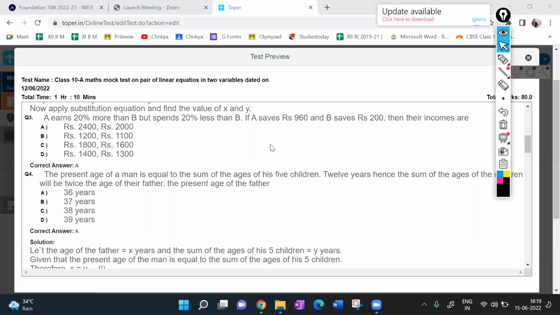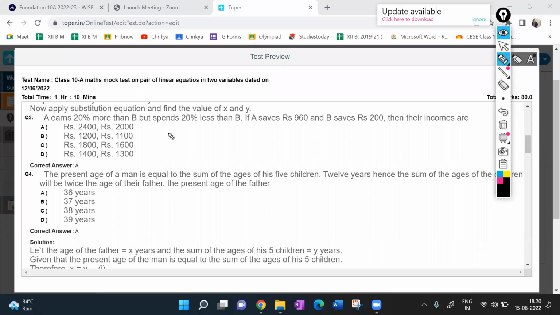So A earns 20% more than B. How can I write this equation? Which question is this, the third one, right? How many of you got option A? I thought so. Good. Yes, common sense. Very good, I am happy with your response.